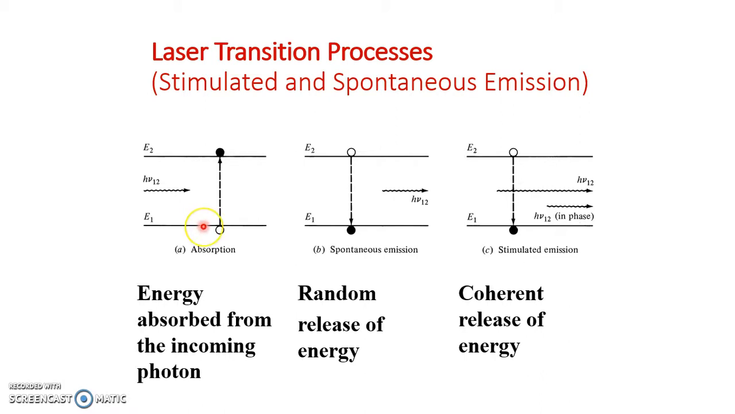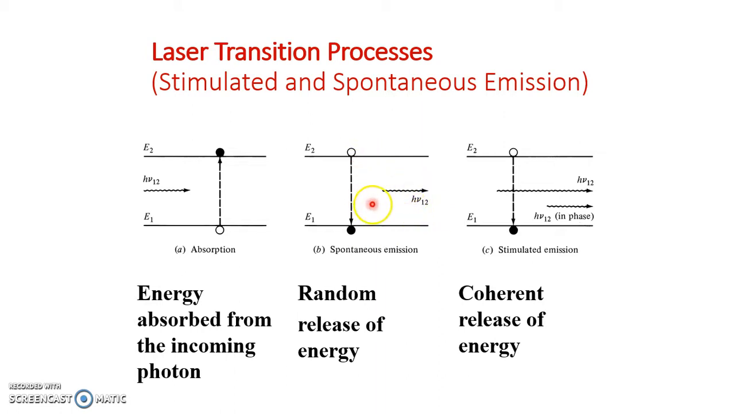So normally the system is in ground state. When a photon of energy h nu 12 impinges on the system, an electron in state E1 can absorb the photon energy and be excited to state E2, as shown in this particular figure. Since this is an unstable state, the electron will shortly return to ground state, thereby emitting a photon of energy h nu 12.